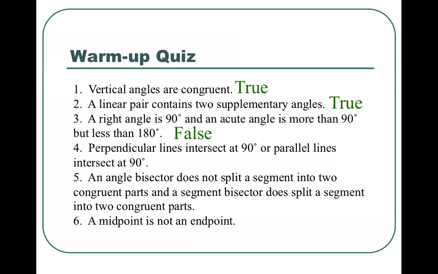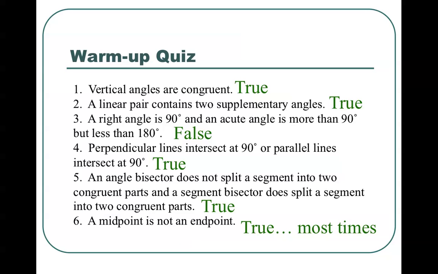For an or statement in number 4, either one has to be true. So perpendicular lines intersect at 90 or parallel lines intersect at 90. Since the first part is true, that is enough to make the entire statement true. 3 and 4 are called compound statements when they're combined with and or or. Number 5, an angle bisector does not split a segment. Here in 5 and 6, we're looking at that word not, okay? Just seeing if it hopefully doesn't confuse you. In number 6, a midpoint is not an endpoint is true.